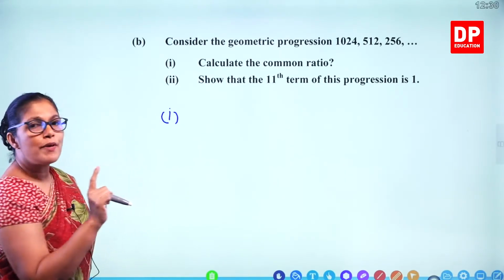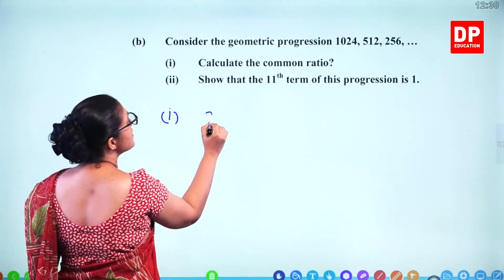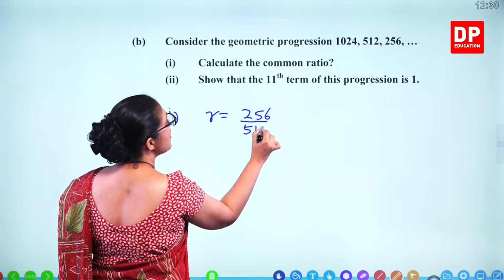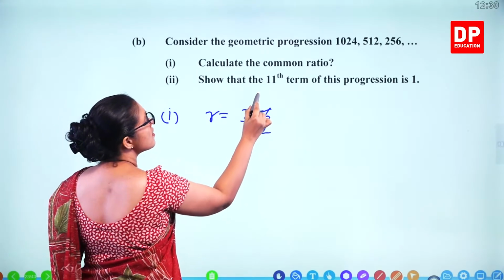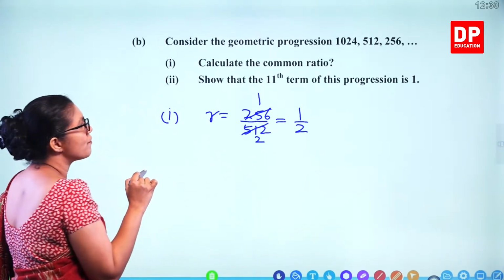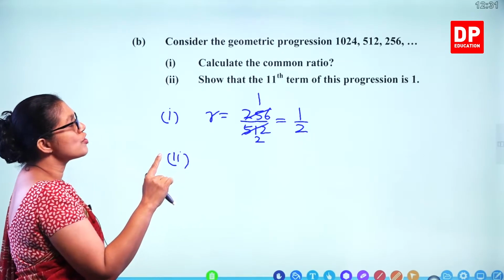How do you find the common ratio? You can divide any term by the previous term. So I'll take 256 divided by 512. So this is 2 times. So the common ratio is half. And show that the 11th term of this progression is 1.